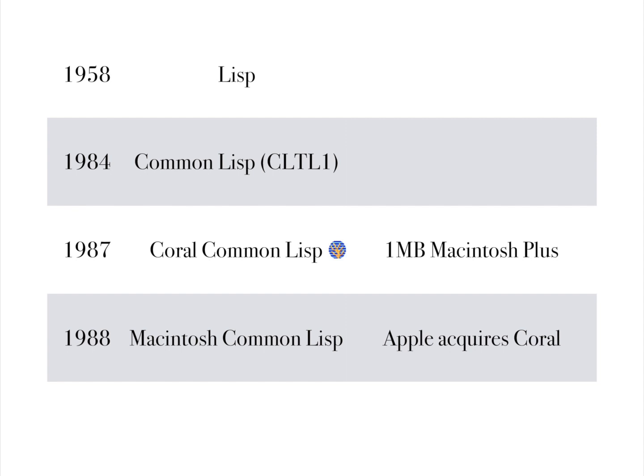It didn't have CLOS, so it was CLTL1. But if you can possibly believe it, it ran on a 1 megabyte Macintosh Plus. It had this incredibly weak hardware. So that was a real accomplishment. Hats off to those guys. I think they wrote a lot of 68,000 assembly code.